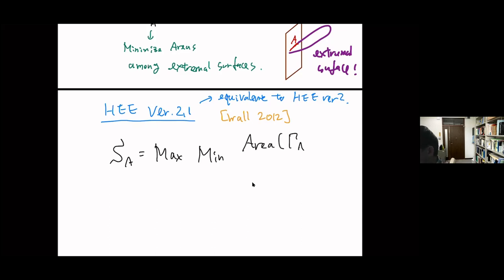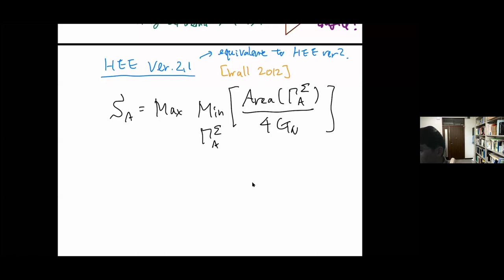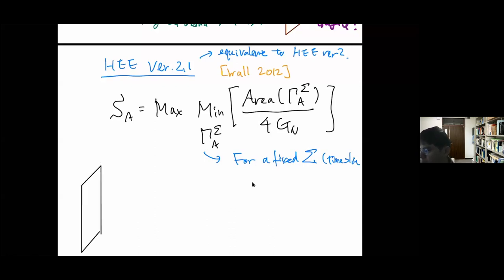So the area of gamma A sigma, I will explain the definition, divided by Newton's constant looks very similar. First, we minimize like this. What I mean is, for a fixed sigma, there is some time slice. Let's take some time slice. Maybe I can draw a picture here. We have a boundary, and it is time dependent. We are interested in a particular boundary time slice, and we can extend this towards the bulk. There are many different ways, and in the time dependent case there is no canonical one. We just pick one time slice, which is called sigma.